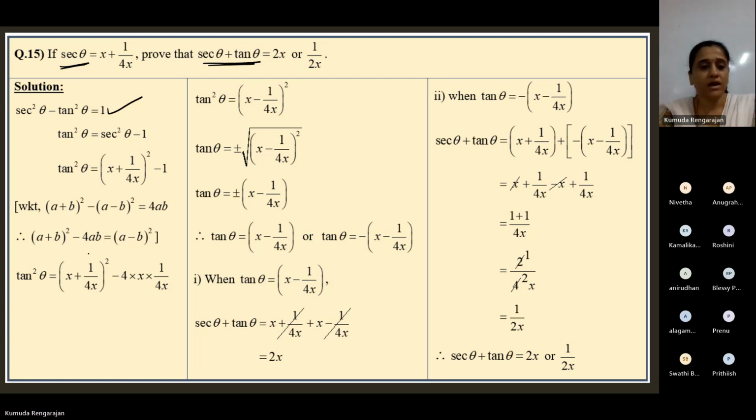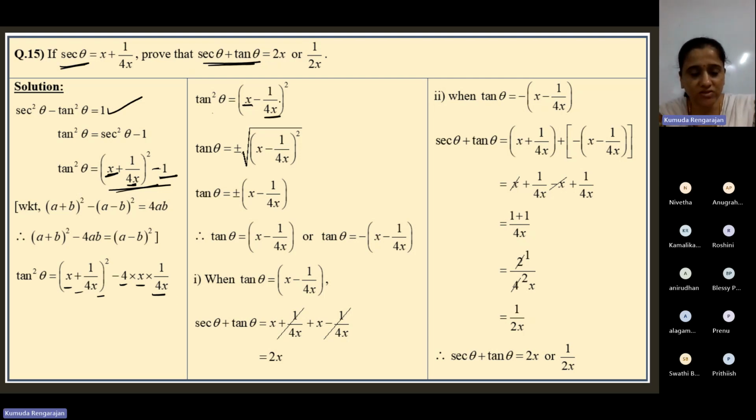All right. And when you substitute, this looks like a plus b the whole square. So you want to write this as minus 4ab, because this is a plus b the whole square and there's a minus here. So the identity comes to your mind and you want to show this as 4ab. So what is 4ab? 4 into a into b. So a plus b the whole square minus 4ab is a minus b the whole square. X minus 1 by 4x the whole square.